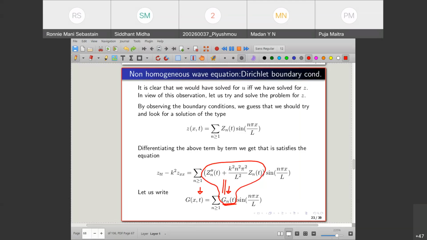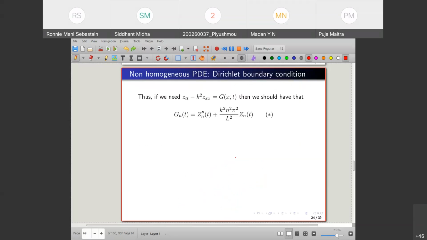So g(x, t) is something which we know. In particular, we can compute this term g(x, t), and our z is the unknown function. So z(x, t) satisfies this differential equation. So great, we have a differential equation which is satisfied by z, but we need more than that.